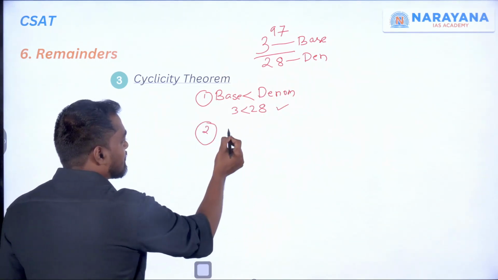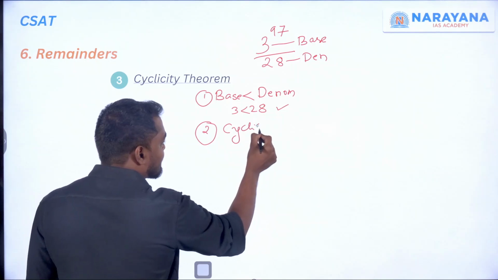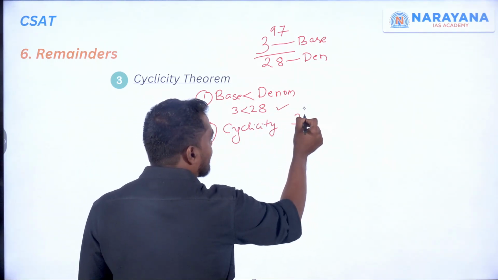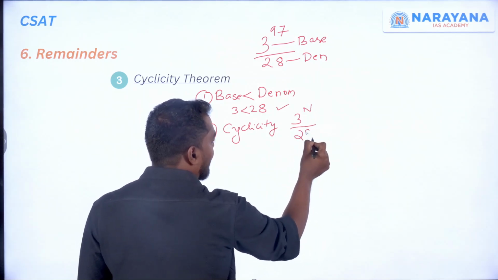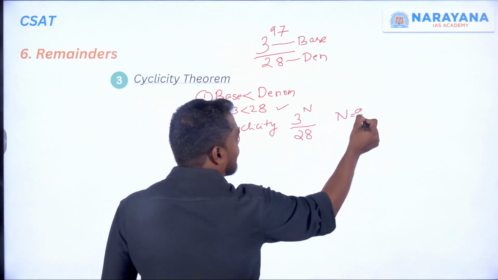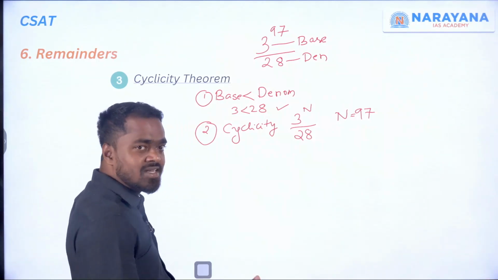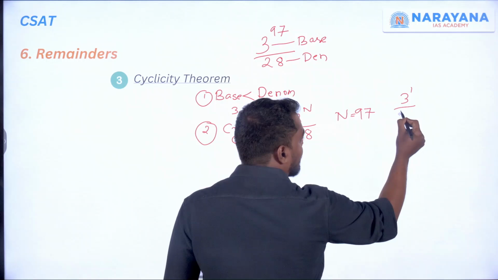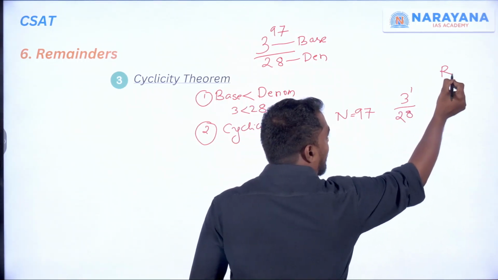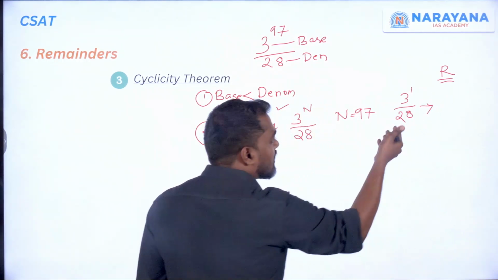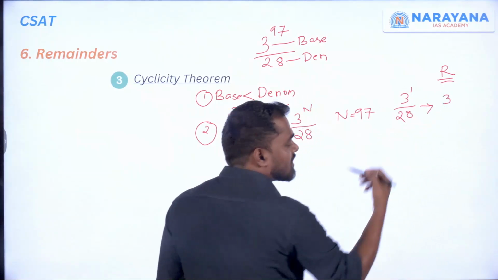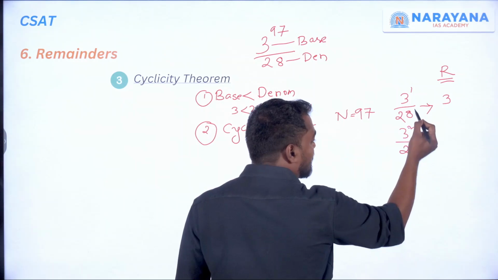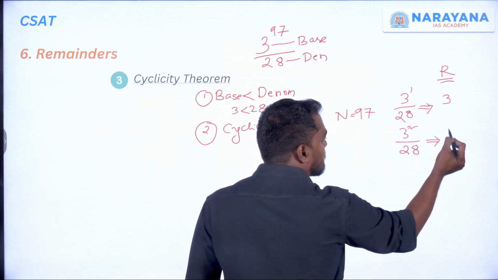What is the second step? You have to find the cyclicity. How to find the cyclicity? You can write it in 3 to the power n by 28 form. What is the n? 97. How to find the cyclicity? Put some values to the n. So 3 to the power 1 by 28. For all these cases, what are the remainders? 3 to the power 1 by 28, 3 is the remainder. 3 square by 28, you are putting value of 2 for the n, 9 is the remainder.